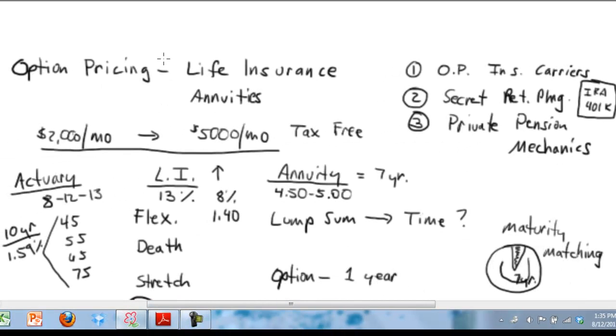So I hope this helps you understand how the option pricing works in a pure life insurance policy versus annuities, and these other videos should really help you further your education on that.